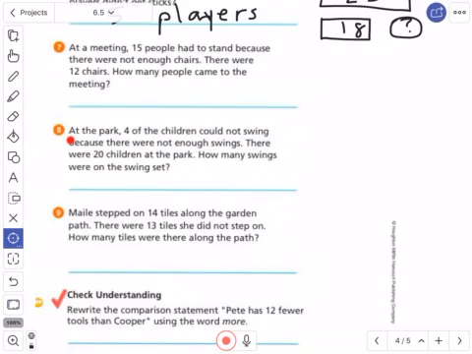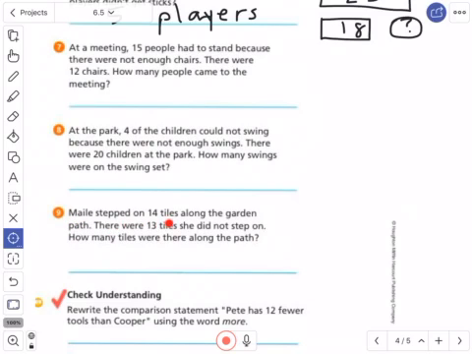8. So you have to think, is it plus or minus? At the park, 4 of the children could not swing because there were not enough swings. There were 20 children at the park. How many swings were on the swing set? So 4 kids couldn't swing. There are 20 kids there. So how many swings did they have? Think, is it plus or minus?